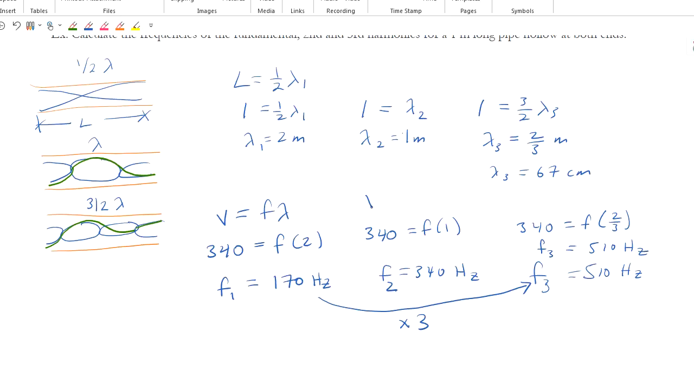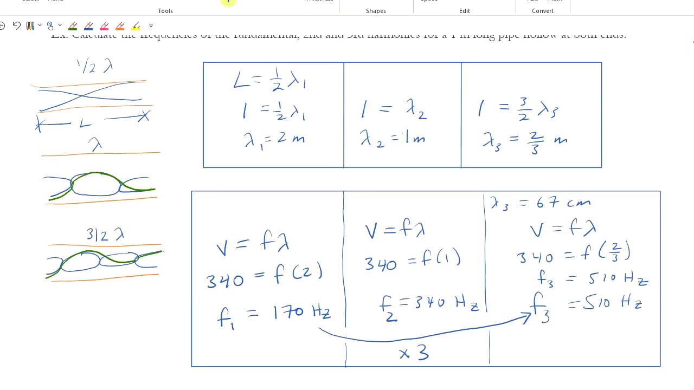Let's clean this up a little bit. Let's put our formulas in everywhere. And so there's a summary of that pipe organ that we're calculating for, vibrating at 170, 340 at the second harmonic, and 510 at the third harmonic. Well, that's everything you need to know for calculations for musical instruments.